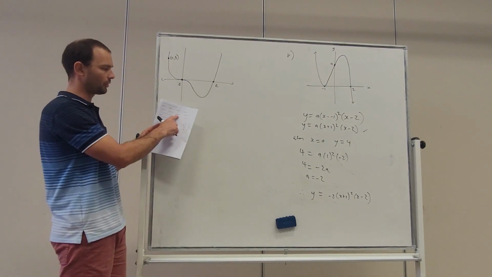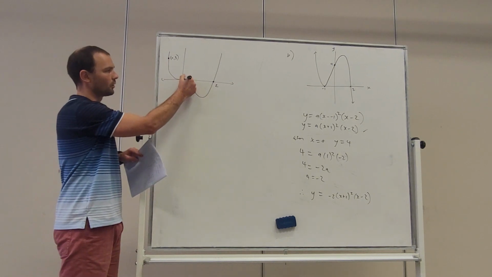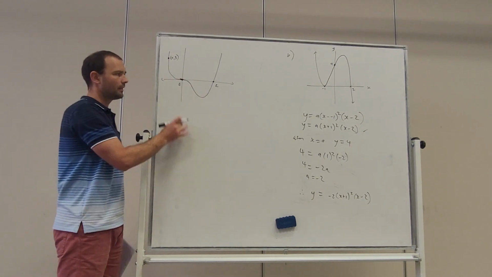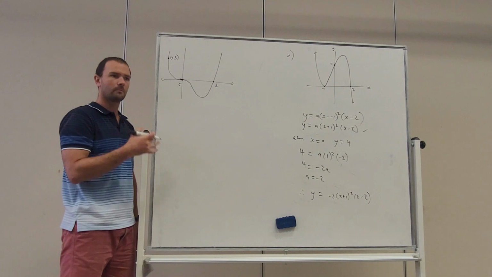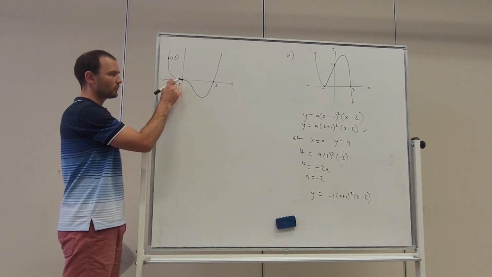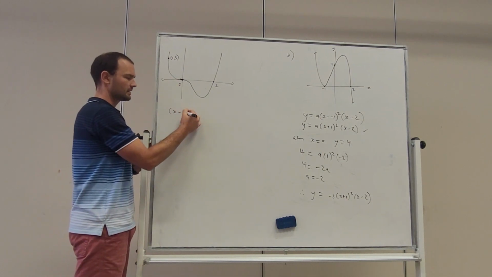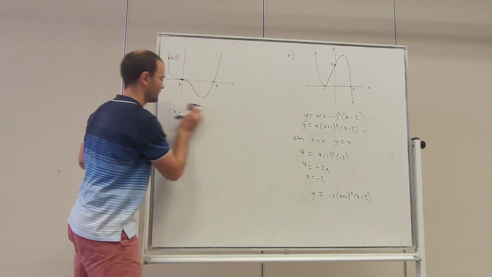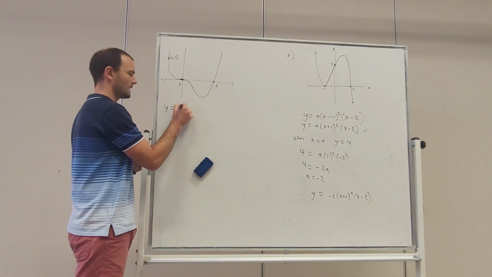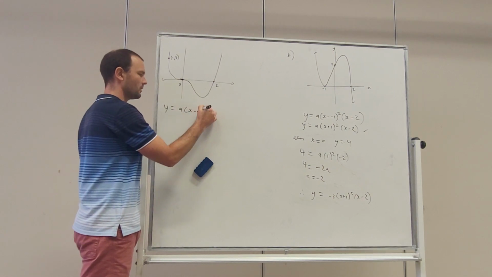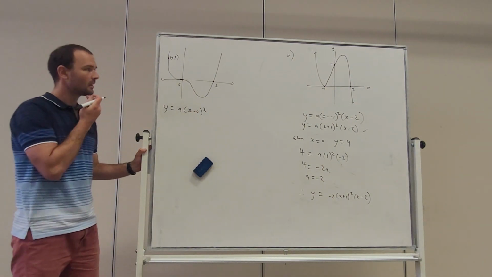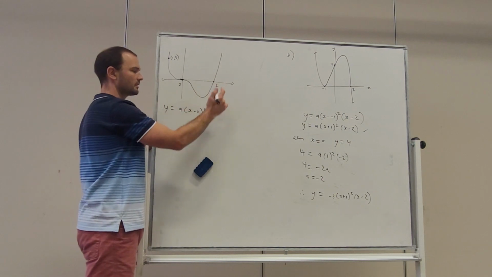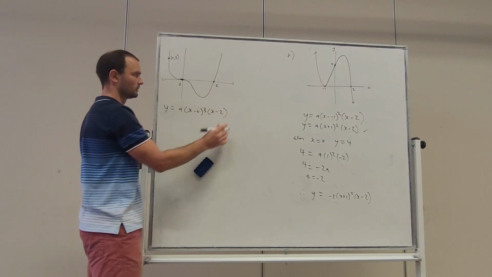So this is going to be the third circumstance. See how it goes horizontal at that point? That means it's going to be that root, but it's cubed. What is that root? Zero. So it's like x takes zero, cubed. Oh, let me write it down quickly, sorry. Y equals a times x takes zero, cubed. And then we have here just the standard cut, x takes two.